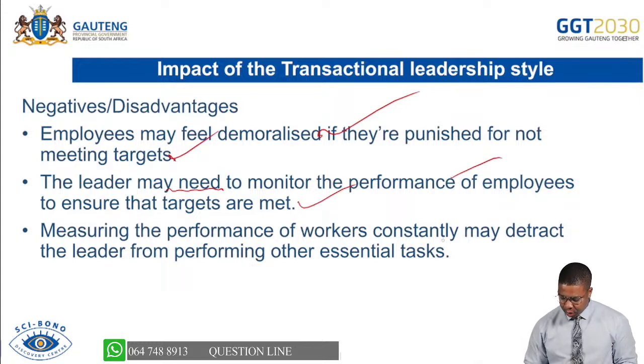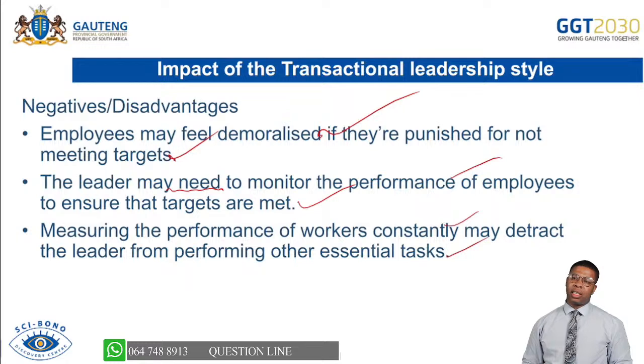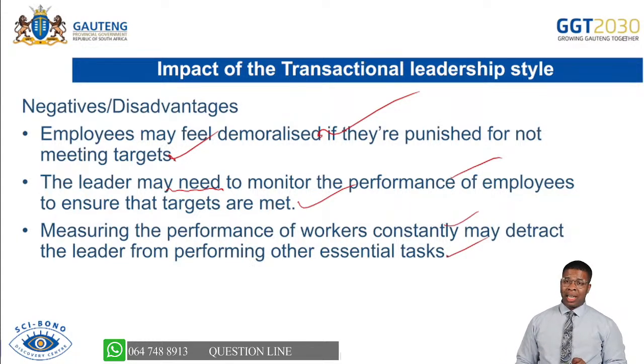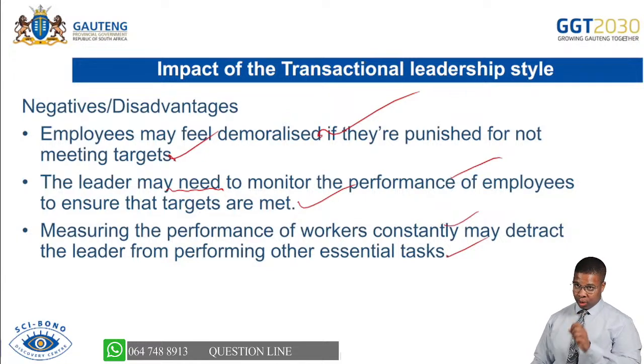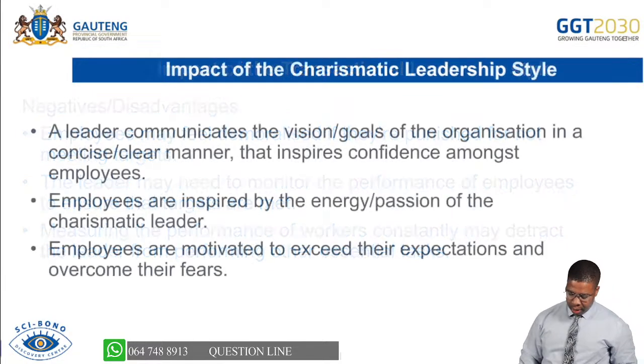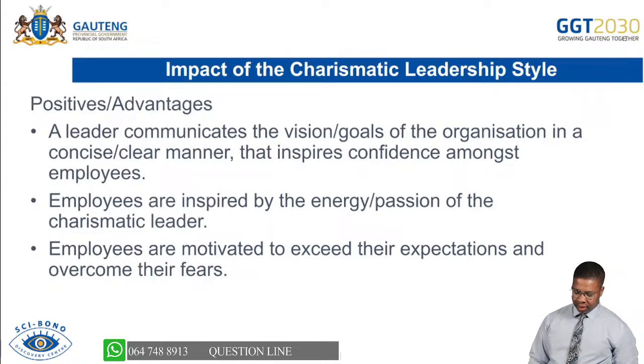And then measuring the performance of workers constantly may detract the leader from performing other essential tasks within the business. So the leader might be distracted because he's busy looking into one task, the employees, not other parts, not the vision, not achieving other goals within the business. So that might be a challenge, because they want to monitor whether the reward will be given to the right person. So that will waste time and distract or detract the employee in performing other essential or important activities of the business. Then, charismatic, what are the advantages there?